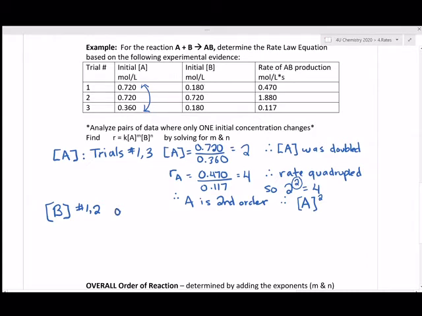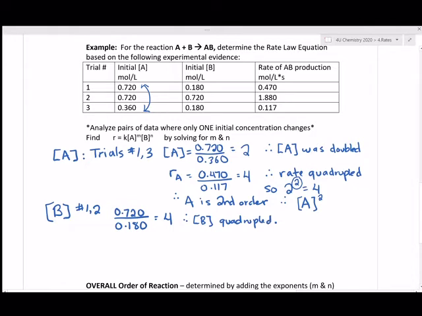And we're going to take the big number, divide by the small number. So we want 0.720 divided by 0.180. And when we get that, we get 4. So we quadrupled the concentrations, sorry. So B was quadrupled.